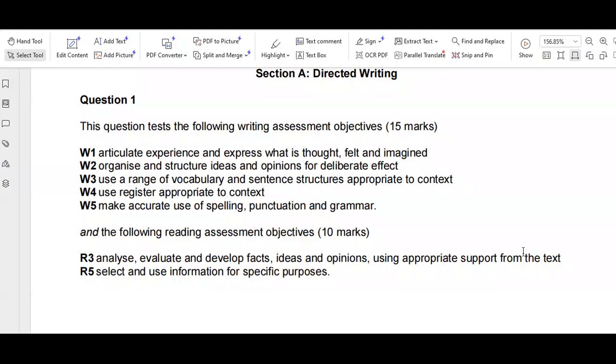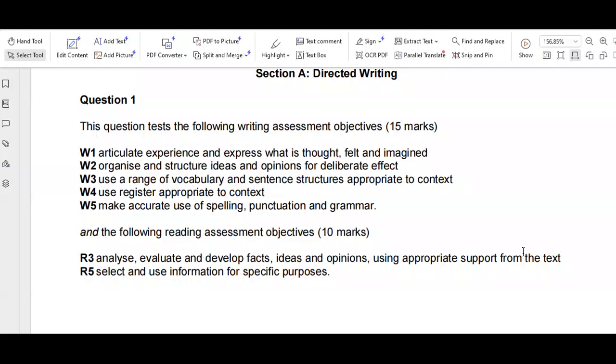Two reading skills are going to be assessed in this section as well. The first is to analyze, evaluate, and develop facts, ideas, and opinions using appropriate support from the text, which technically means that, for example, if you are saying that text A is in favor of something, you must have some sort of evidence from the text to support your claim. For example, a claim about social media, right? Another reading assessment objective which is going to be assessed is to select and use information for specific purposes.